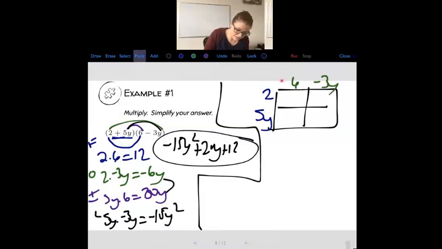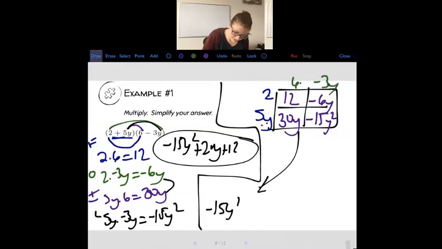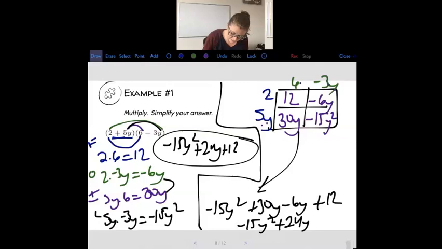So for this first box, we would do 2 times 6, which gives us 12. For the box below, 5y times 6 is 30y. 2 times negative 3 is negative 6y. 5y times negative 3y is negative 15y squared. Okay, and then you would do the same thing where you would combine your like terms. Negative 15y squared. This is really plus 30y minus 6y plus 12, and then continue to combine to see that we get the same answer as we did when we did this problem the other way.